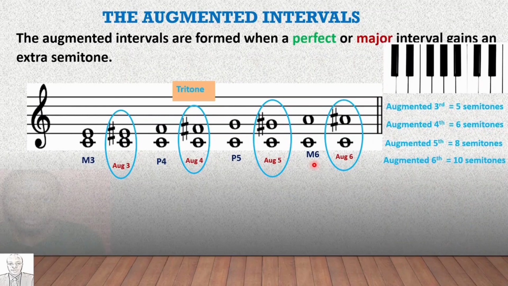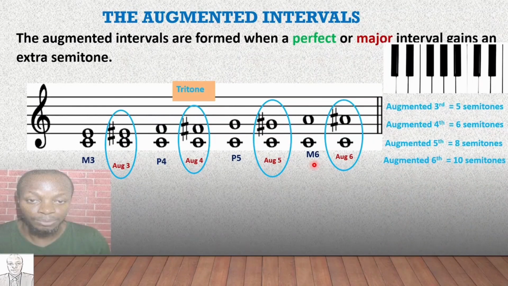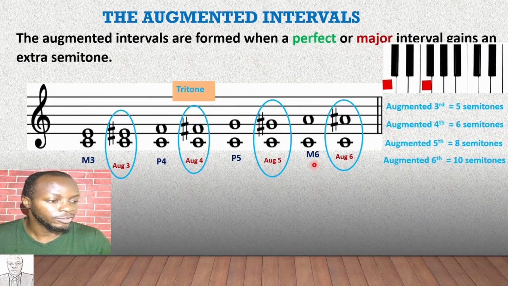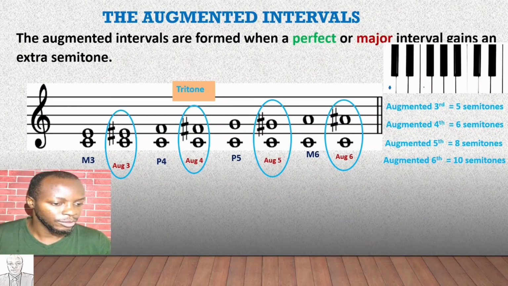Okay, to break this down into the specific number of semitones in them, the augmented third has 5 semitones, that is from C to E sharp. Let's see the number of semitones between them: 1, 2, 3, 4, 5. So it's 5 semitones.